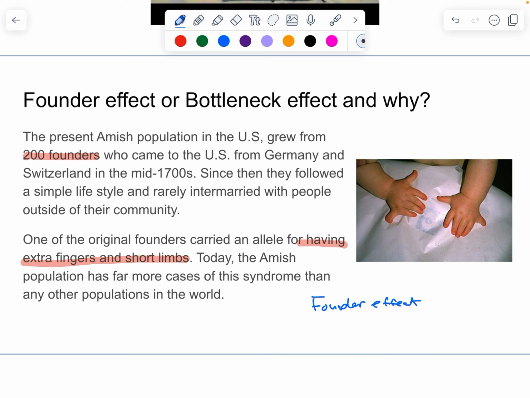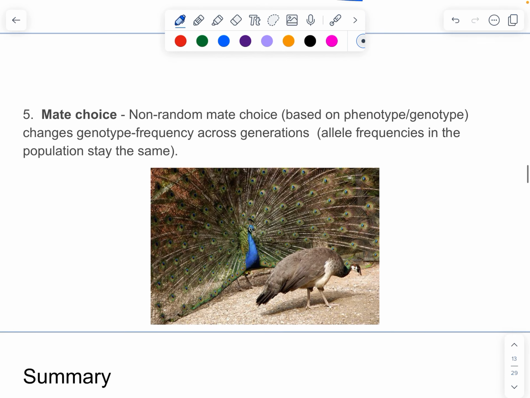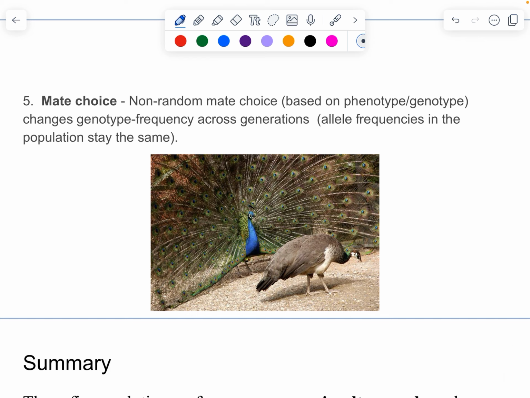And nowhere in this scenario are we seeing the death of the majority of the population. So this is founder effect, where a small subset of individuals are migrating to an isolated area. Okay, so let's go to the last force of evolution, that is mate choice or sexual selection.